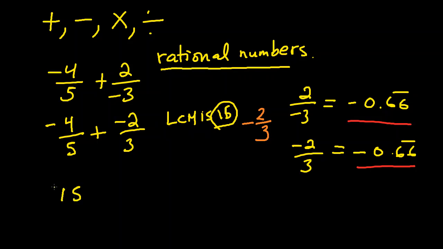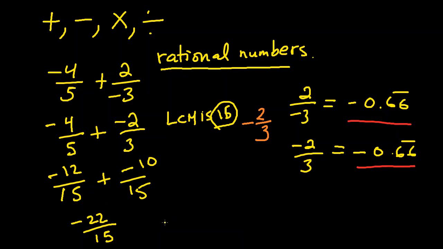So we can rewrite both fractions over 15. We have to multiply the negative 4 by 3, so we get negative 12. And we have to multiply negative 2 by 5, so we get negative 10. Now since we have common denominators, we can go ahead and just add the numerators. Negative 12 plus negative 10 is negative 22 over 15.